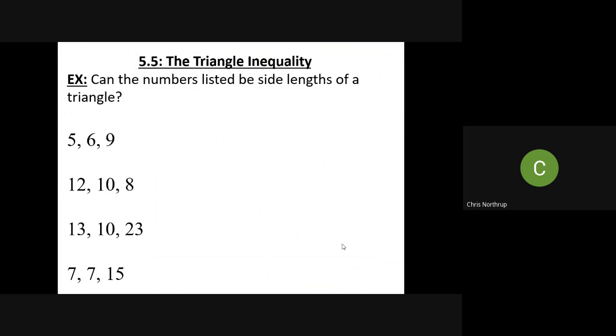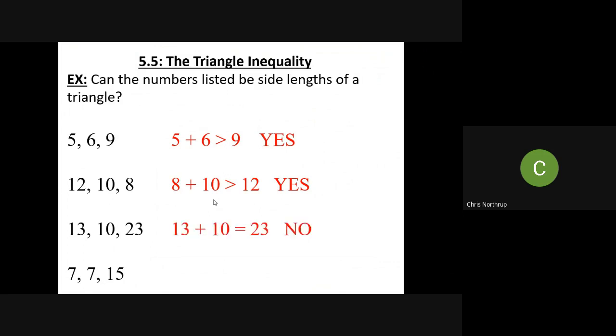9 is the longest one, so let's check 5 plus 6. The smaller lengths add to more than the largest one. So yes, you could form a triangle with those numbers being the side lengths. For the second triple there, 12 is the longest one, and the two smaller ones add to more than that. So yes, you could. On the third one here, you do not get more than, and it has to be more than. It can't be equal to. And we'll talk about this in class, but no, you couldn't make a triangle with those numbers. And lastly, the two smaller ones, 7 and 7, they do not add to more than 15, so no, you couldn't form a triangle with those numbers.